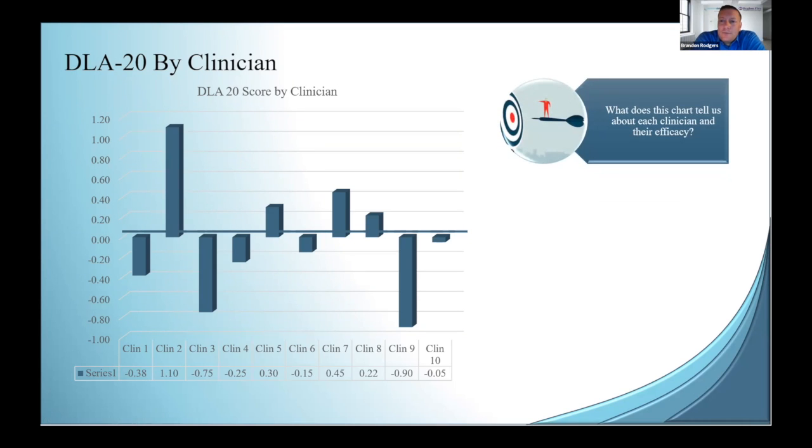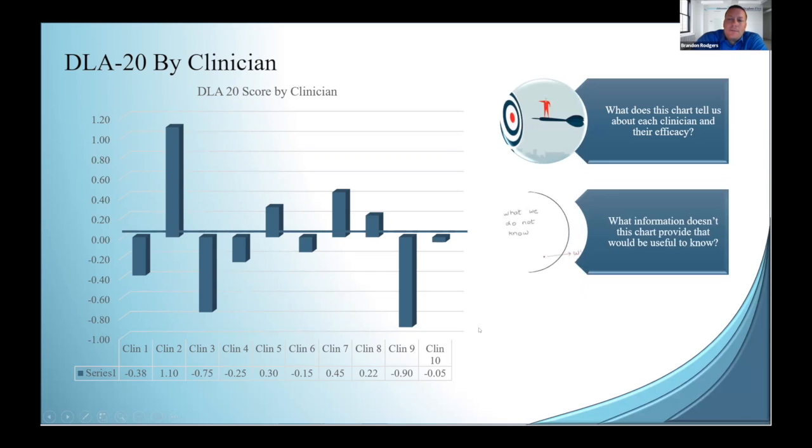So a couple of things, what does it tell us about the clinician and their efficacy? We've talked about that. What information doesn't the chart provide that would be useful to know? So we've hit on caseload size. We've hit on, is it the same person doing the rating, or is it different people doing a rating across that same person's caseload? Anything else that it doesn't show that we would want to know? Diagnosis. Diagnosis, yep. Because you have some populations, like if you're working with substance use disorders, the relapse rates tend to be pretty high, which impacts a lot of those other DLA 20 domains.